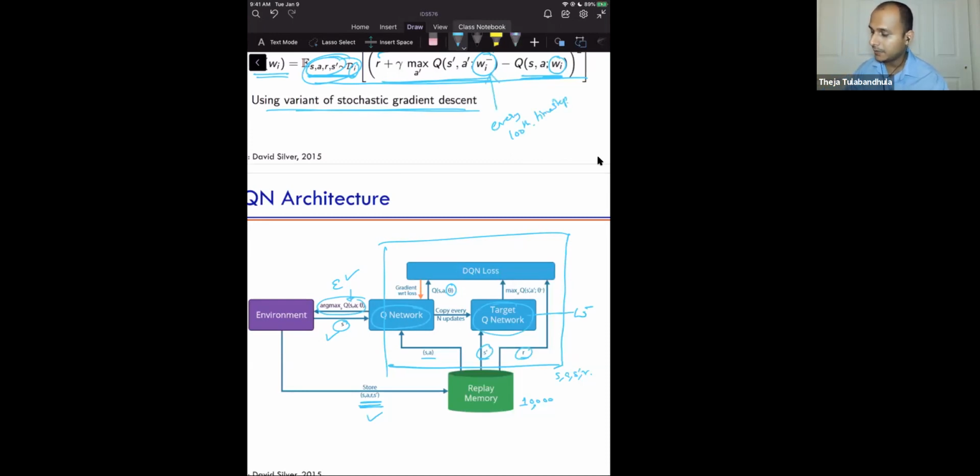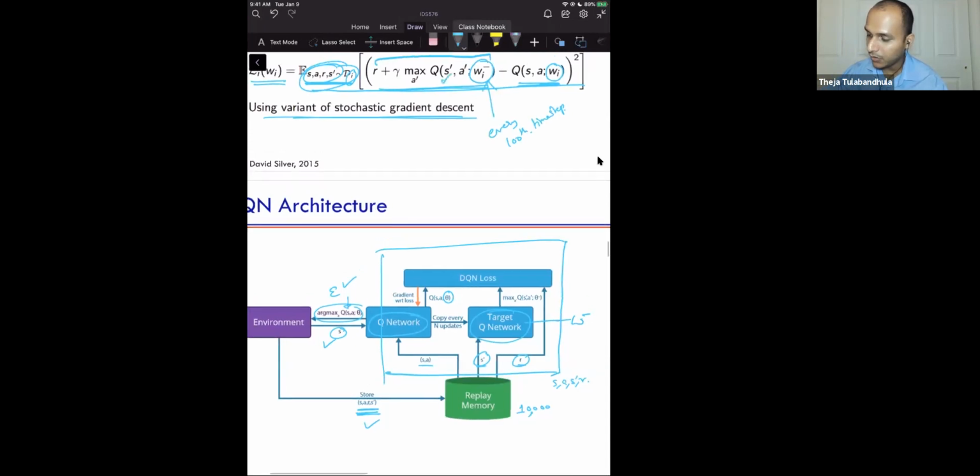Given S prime and R, we can compute this, right? Because we know S prime, we know R, and we have the Q at the previous W. All we need to do is max over A, and then we can compute this whole number. That computed number is the target, basically. And at S comma A, we can pass it through the current parameter, and we get the Q at the current theta. So the target minus this, the whole square, is what you're trying to minimize, and that gradient update will change theta to theta new.